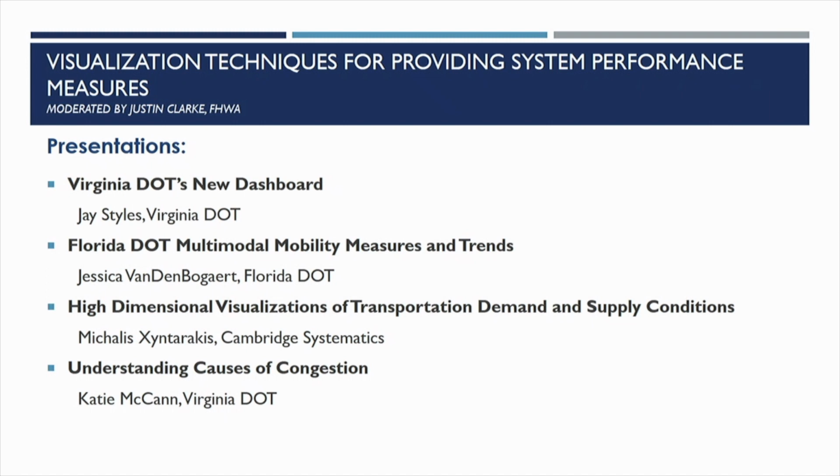Jay Stiles is a division administrator of the Performance and Strategic Planning Division at the Virginia Department of Transportation, where he's responsible for the agency's business plan development and implementation, as well as the performance management program to include the agency's growing fleet of dashboards.